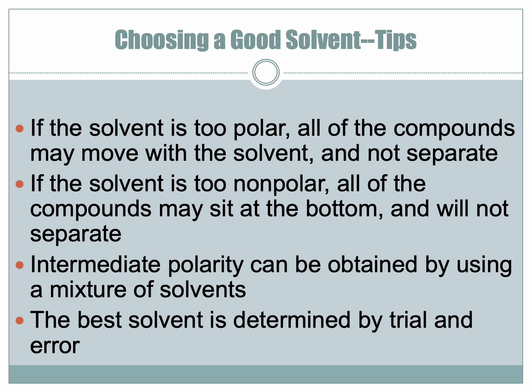Intermediate polarity can be obtained by using a mixture of solvents. The best solvent is determined by trial and error. And so generally we'll have a nonpolar solvent and a polar solvent, and we can mix them in different proportions to get solvent mixtures of different polarity, so we can optimize the polarity.